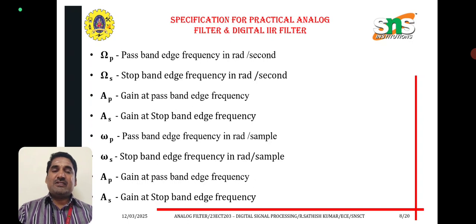Next, this is the specification of the practical analog filter and digital IIR filter. Ωp, pass band edge frequency in radians per second. Ωs, stop band edge frequency in radians per second. Ap, gain at pass band edge frequency. As, gain at stop band edge frequency. ωp, pass band edge frequency in radians per sample. ωs, stop band edge frequency in radians per sample. Ap, gain at pass band edge frequency. As, gain at stop band edge frequency.